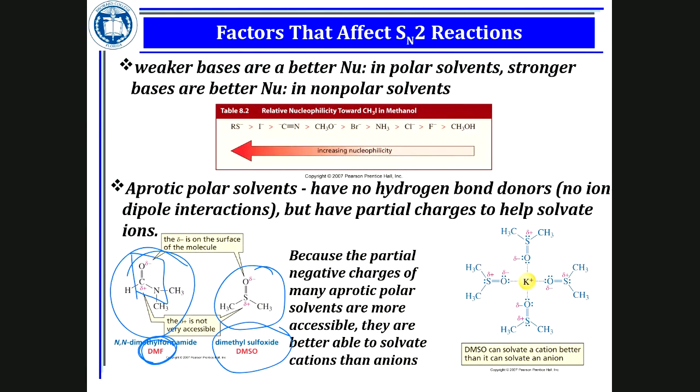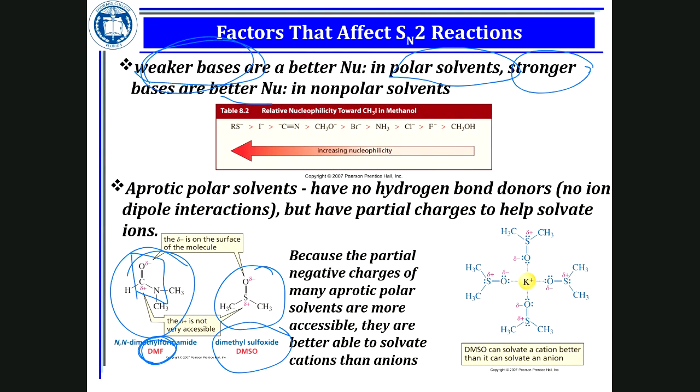The concern is to recognize these compounds: they are polar and there is no ionizable hydrogen. That means there is no hydrogen attached to the oxygen. So for a weaker base, they are good nucleophiles in polar solvent. But if you have a strong base, they are better nucleophiles in the non-polar solvent.